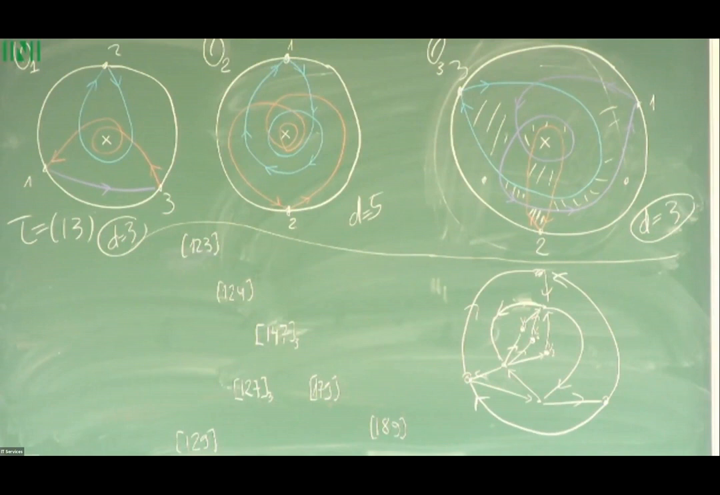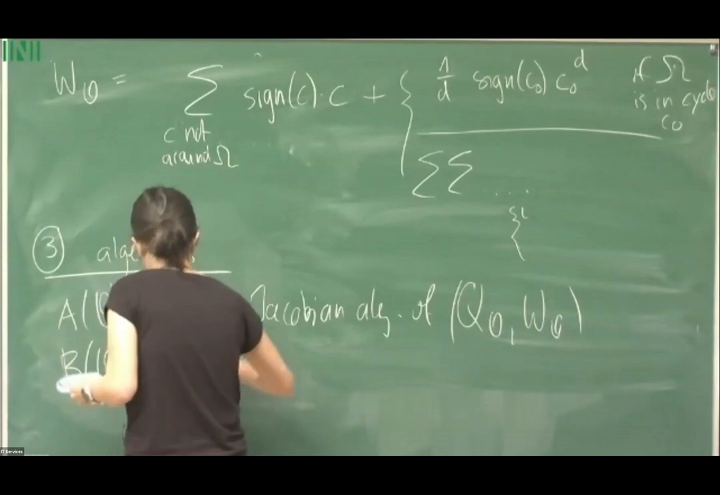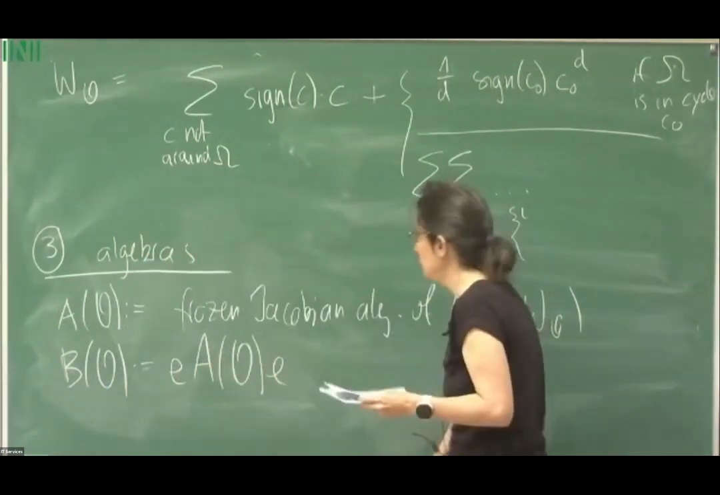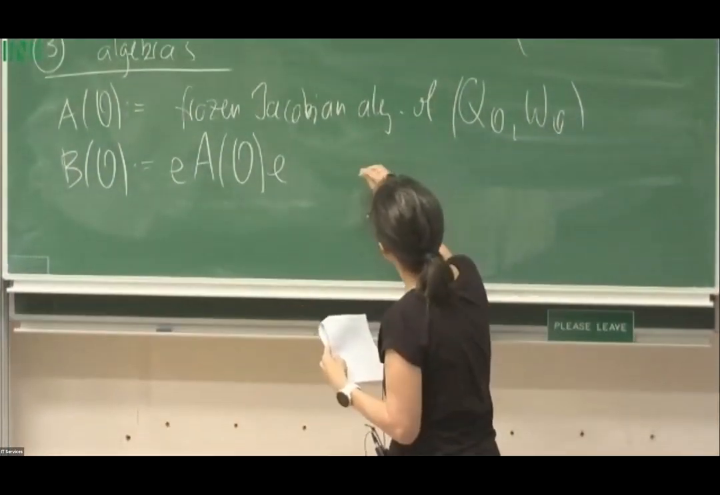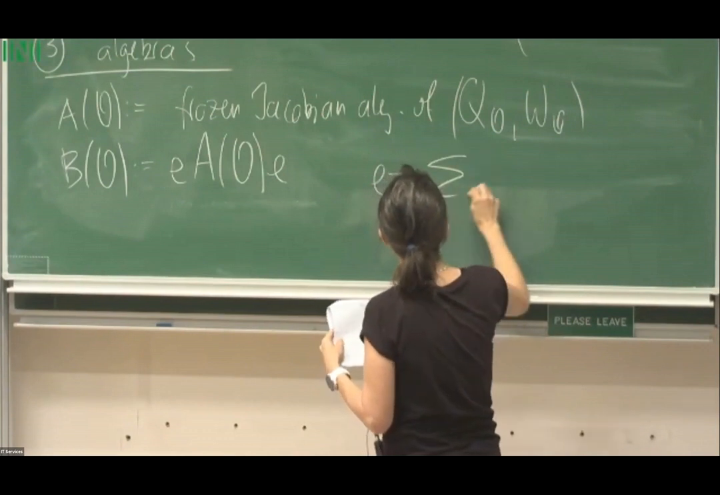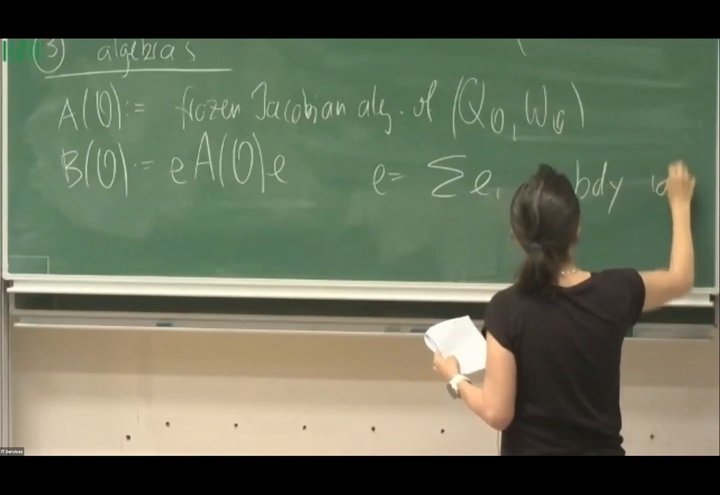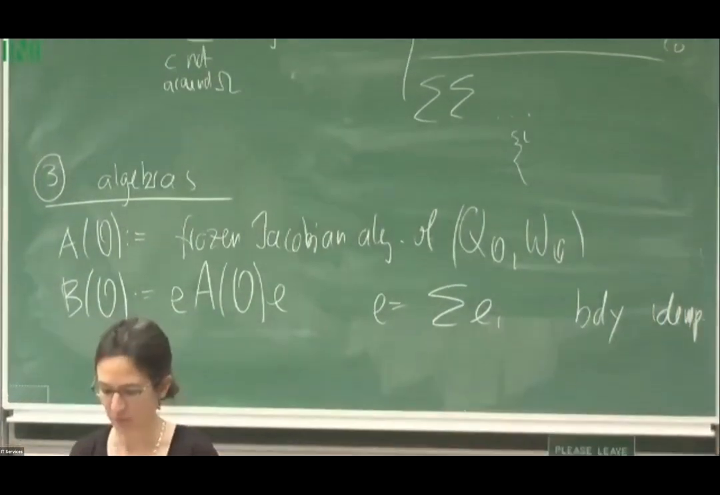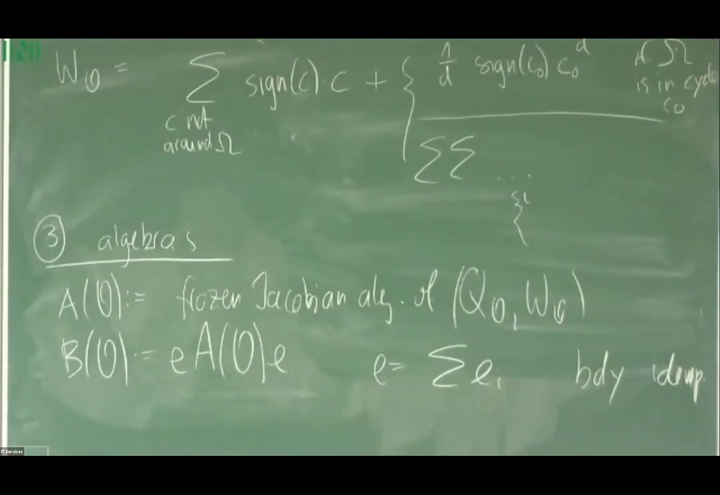And you can do the boundary of that. So that's going to be EAE, for E the sum of the boundary idempotents. So in the quiver, you just take paths which start and end at the boundary vertex. And then with this, we can state our main result.